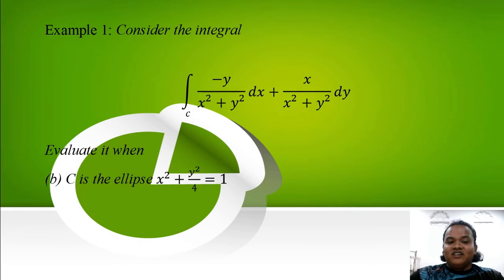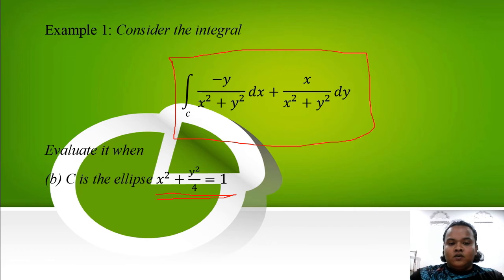Hello everybody. Now I will continue to answer the example 1 of the Green theorem. Question B. They already given the equation, the integral that already shown in my slide. The question B will sound like this. C is the ellipse of x square plus y square over 4 is equal to 1.